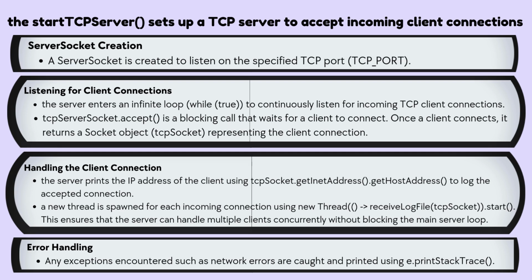Handling the client connection. The server prints the IP address of the client using TCP socket get inet address, get host address, to log the accepted connection. A new thread is spawned for each incoming connection using new thread, receive log file TCP socket start. This ensures that the server can handle multiple clients concurrently without blocking the main server loop. Error handling. Any exceptions encountered, such as network errors, are caught and printed using e.printStackTrace.